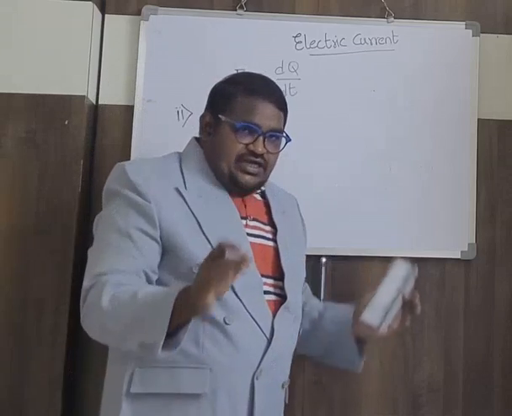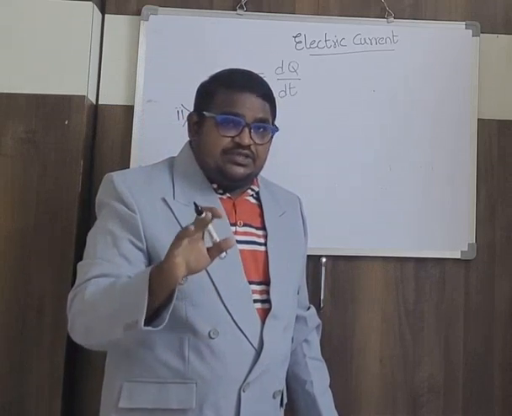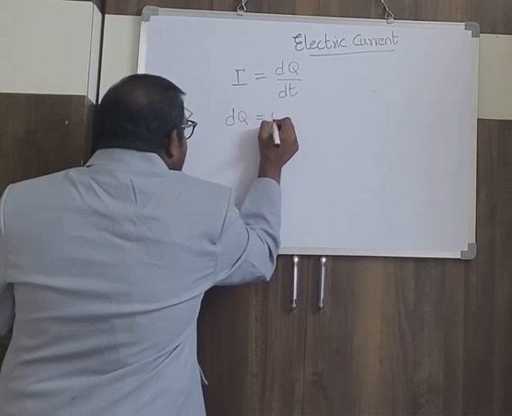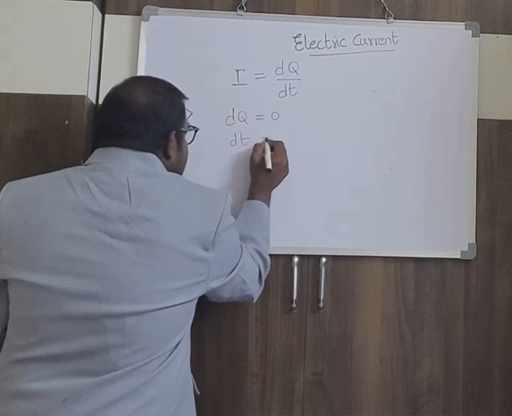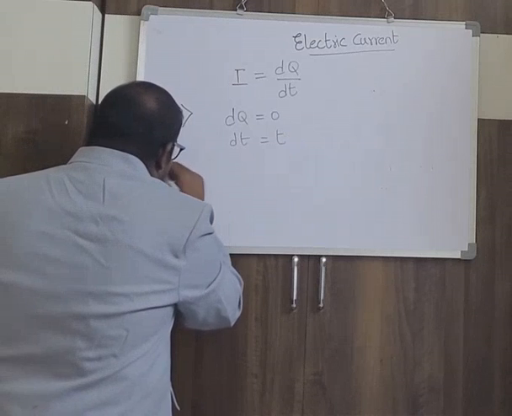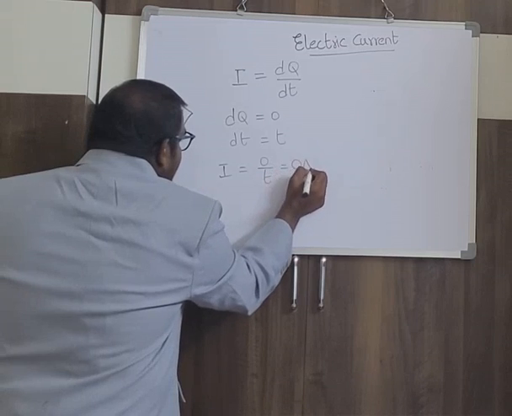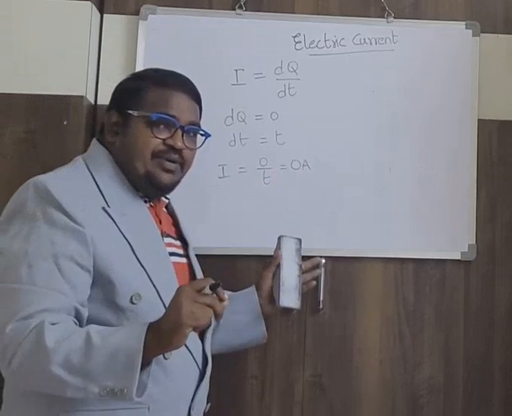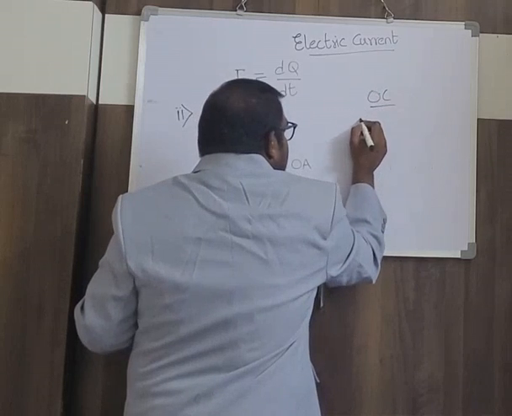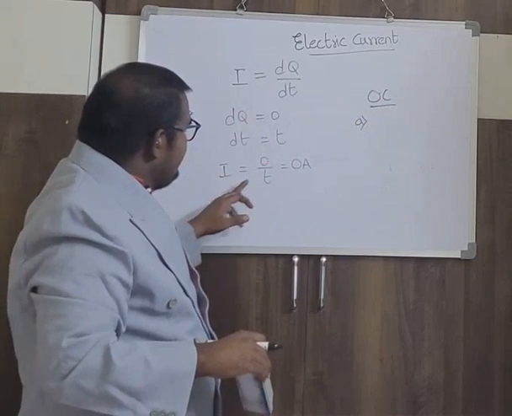Yes. In a circuit, the charge is considered stationary. That means there is no change in the charge. If the charge is not changed, we can say dq is equal to 0 when dt is some finite value. Then what is the value of current? I is equal to 0 by t, which is equal to 0 amperes. Yes, 0 amperes means the circuit is an open circuit. The characteristic of an open circuit is that the value of current is 0.